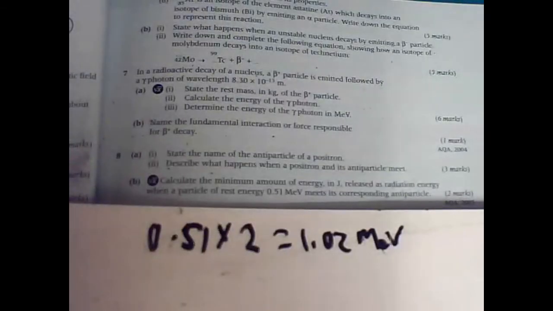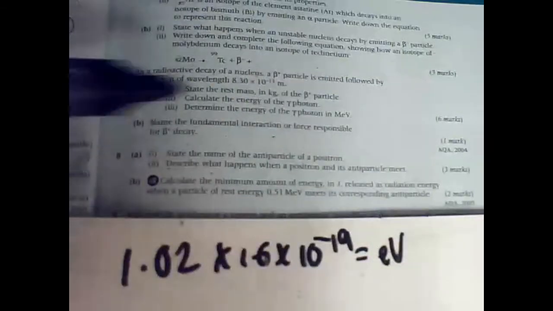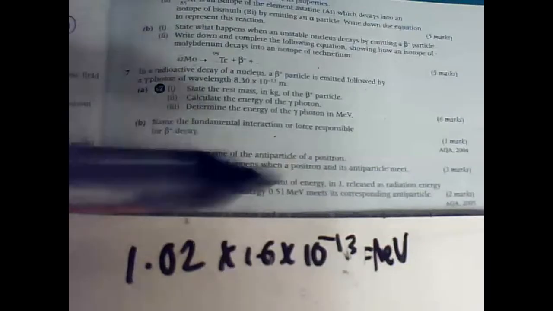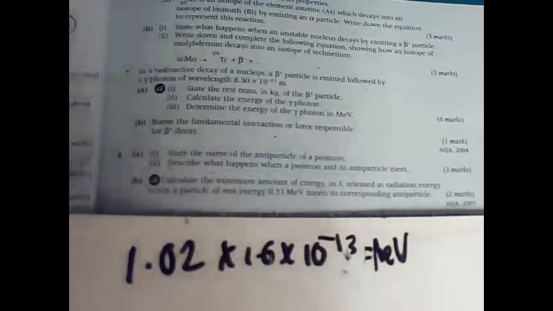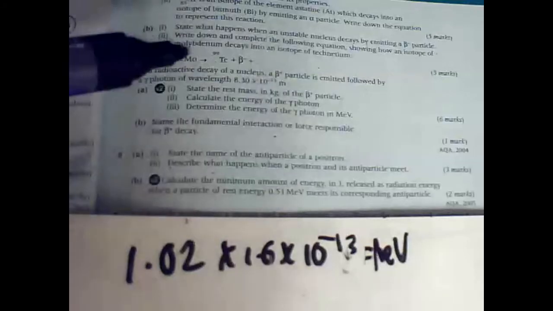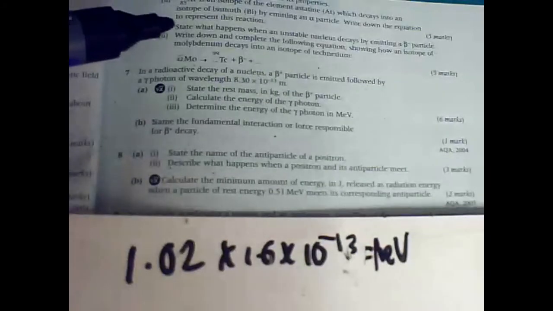From there, we can multiply it by 1.6 times 10 to the minus 19. So we get 1.02 multiplied by 1.6 multiplied by 10 to the minus 19, and that gives it to us in joules. Then, like I said, we can either divide it by 10 to the power of 6, or we can just make that a little 3 over there to get it in MeV. So that is how we would calculate the minimum amount of energy released as radiation energy when a particle of rest energy 0.51 mega electron volts meets its corresponding antiparticle. That's all done there.